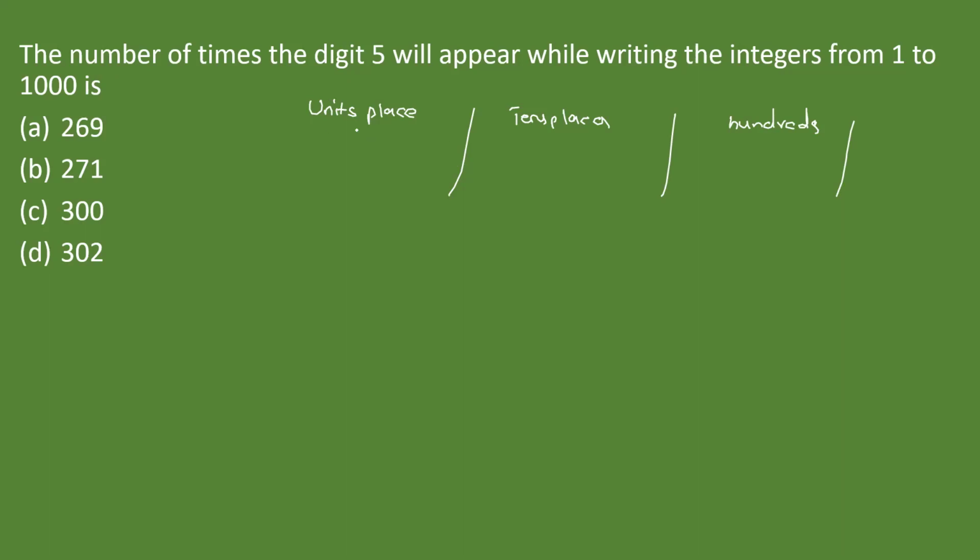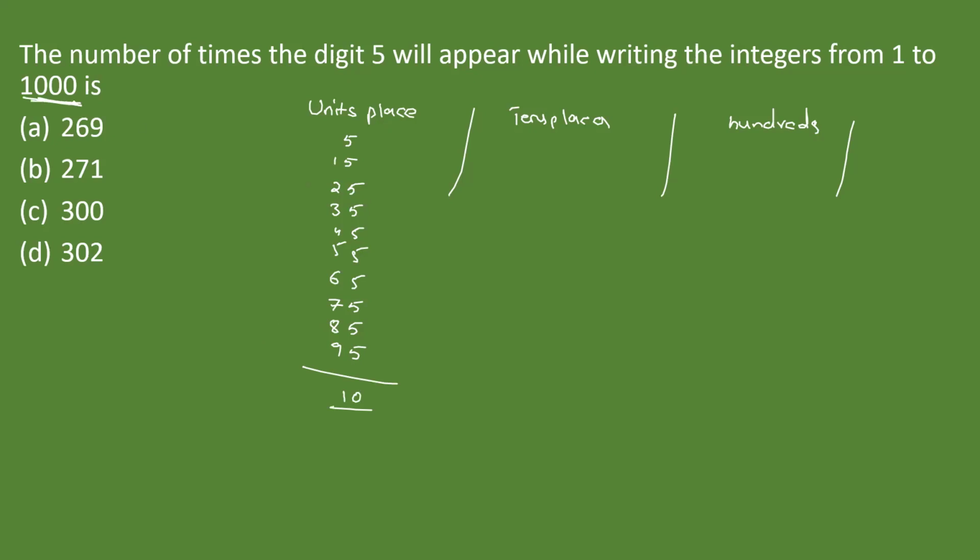So at the units place, what are the chances we will have? 5, 15, 25, 35, 45, 55, 65, 75, 85, 95. These are the chances from 1 to 100. There are 10 of them. But what is our limit? Up to 1000.